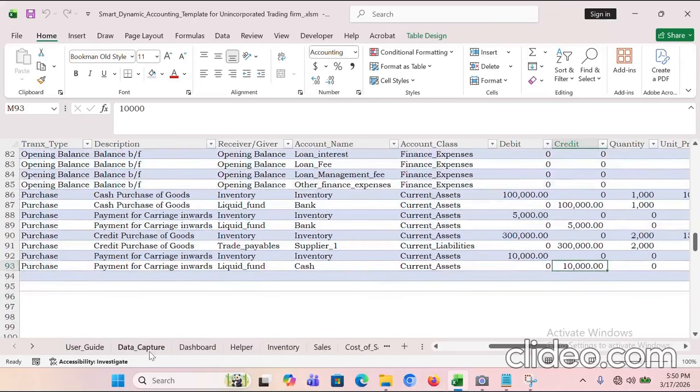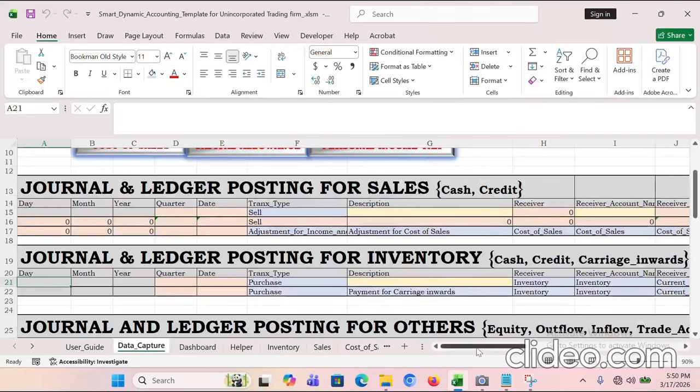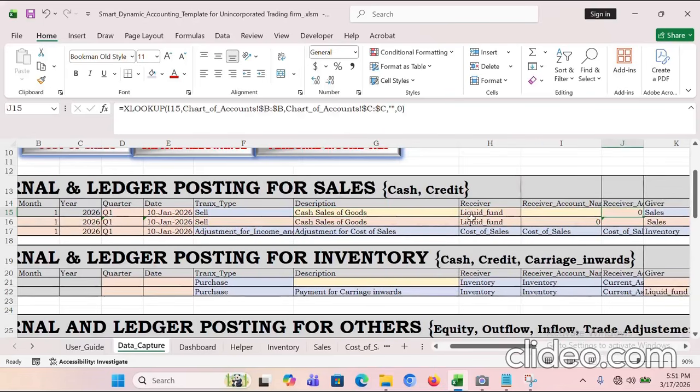So now let's make some sales. So go back to the data capture and go to our sales. Remember, it's those ones that are in grid that we are meant to fill. So let's assume on the 10th of January, we made the cash sales. So let's select cash sales under the description. Let's assume we pay through bank. So we received the sales through bank transfer, so the receiver will be bank, will select bank.